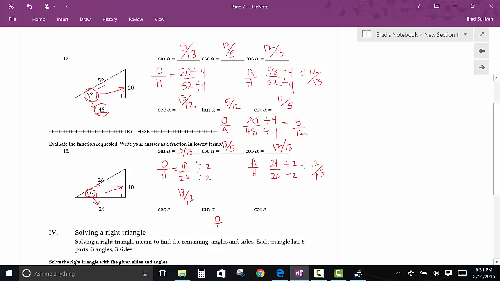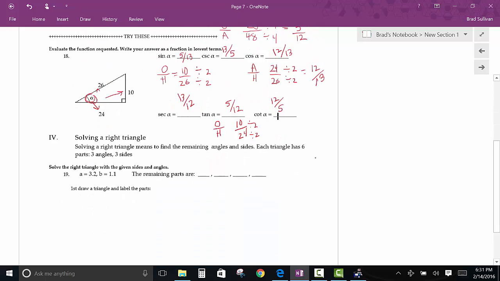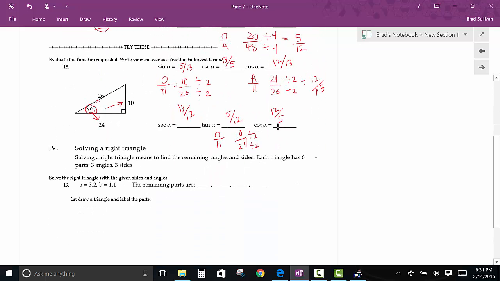Okay, the tangent is opposite over adjacent. So opposite that angle is going to be 10. Adjacent's 24. So if you divided that by 2 to reduce the fraction, you should have come up with 5/12. Then the cotangent is the reciprocal. So you should have come up with 12/5 like that. Okay, so that's the first stage: you want to know how to take a right triangle and just write the ratio.